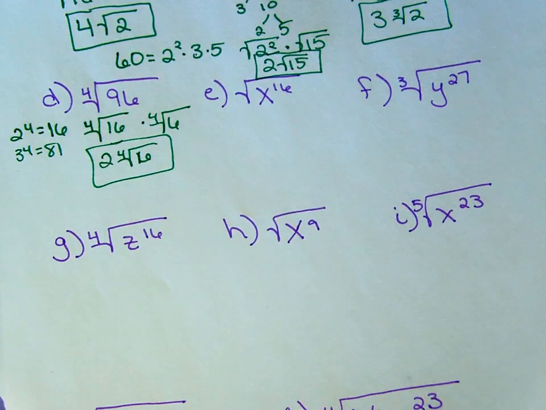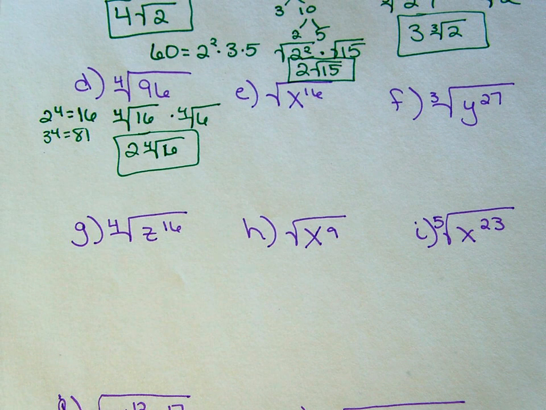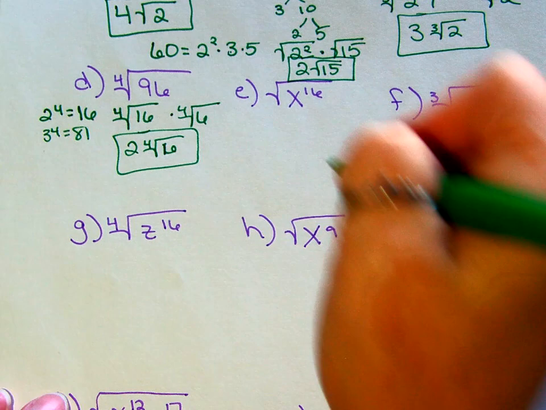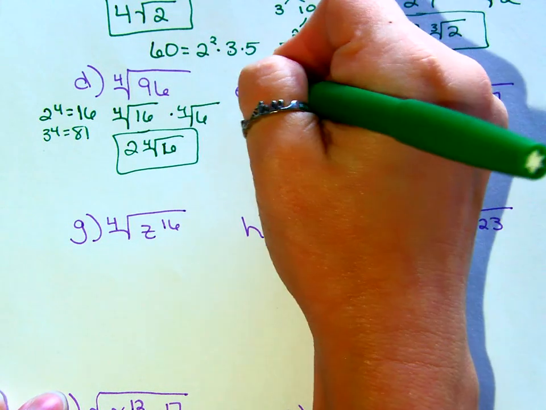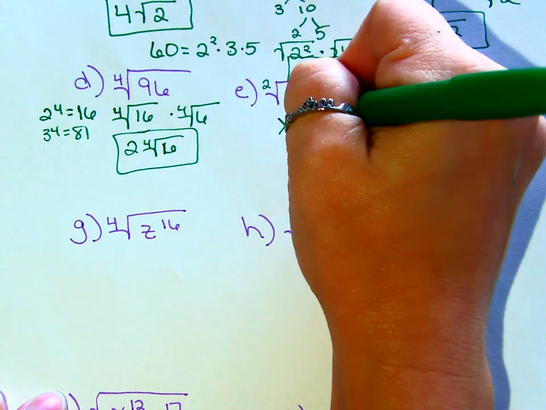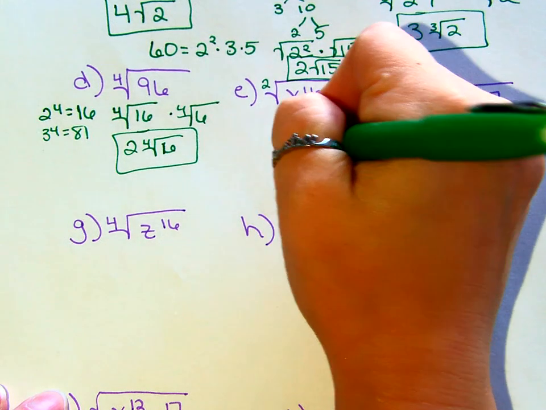So let's look at E. E says the square root of x to the 16th. Now, you can work this using the product rule, but it's a lot simpler to use our fractional exponents. So, fractional exponents, the power inside stays on top, and then the index out here becomes our denominator. So, I have x to the 16 over 2 power. Well, what's 16 divided by 2? 8. This is x to the 8th power. Done.